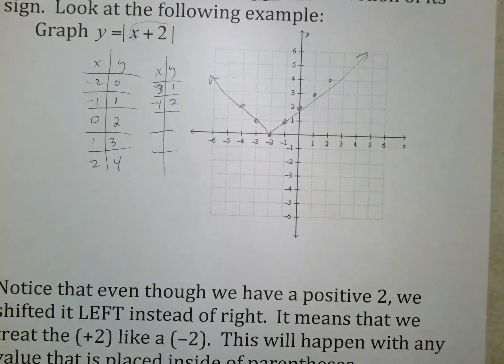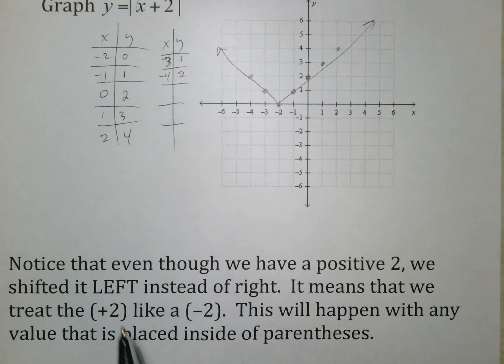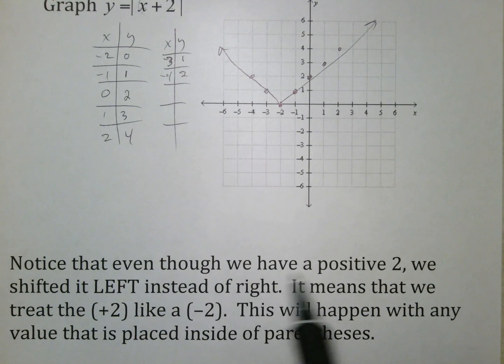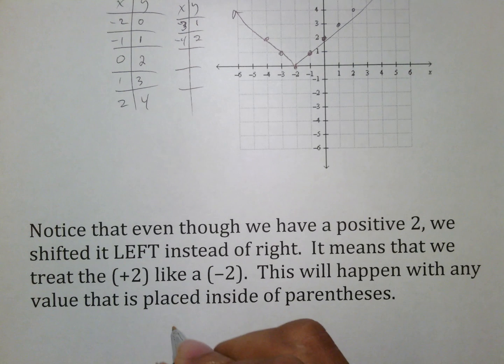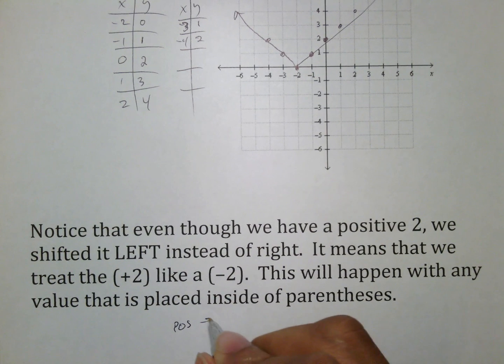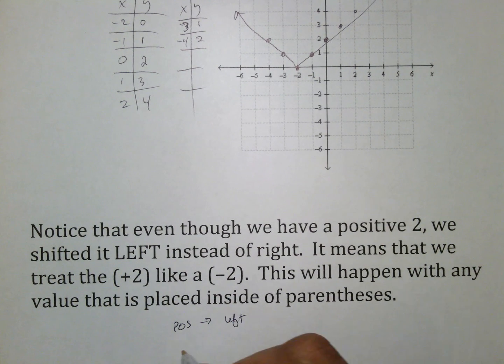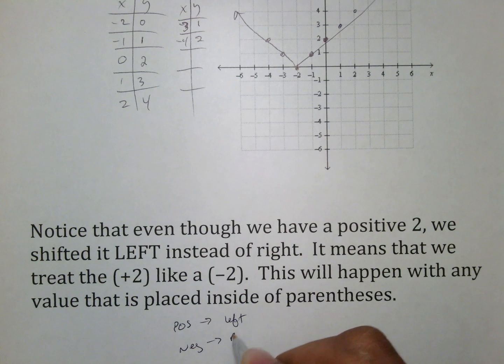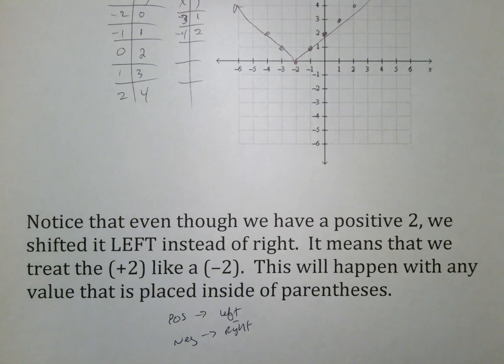So again, notice even though we have a +2, it shifted left instead of right, and it means that we treat the +2 like a -2. Same thing on the other side. Alright, so if it's negative, you treat it like a positive if it's on the inside, and if it's positive, you treat it like a negative on the inside. So again, what you can think is positives on the inside go left, and negatives on the inside go right.